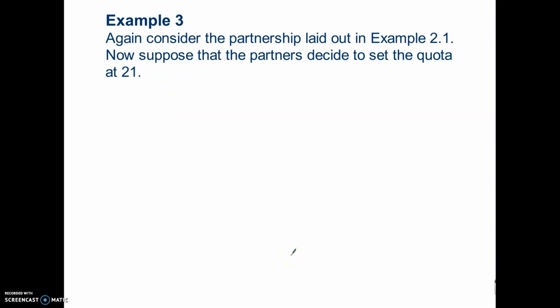Okay, let's look at example 3. Same partnership as in the very first example. However, now suppose the partners decide to set the quota at 21. So here's what our weighted voting system looks like. We have a quota of 21. Player 1 has 8 votes. Player 2 has 7 votes. Player 3 has 3 votes, and player 4 has 2 votes.